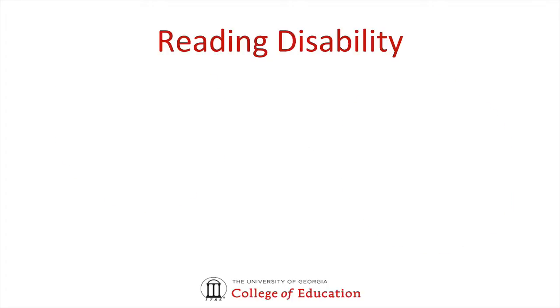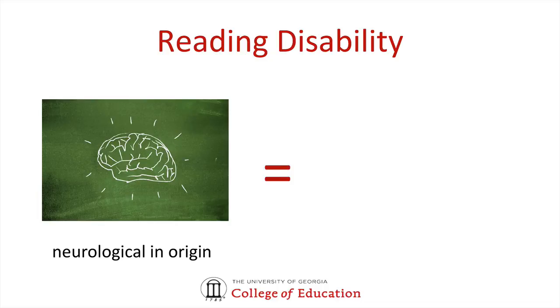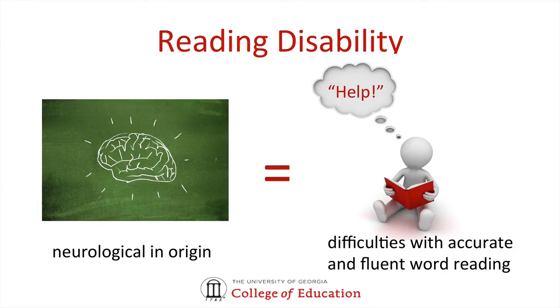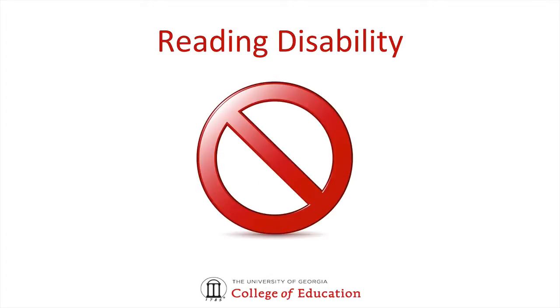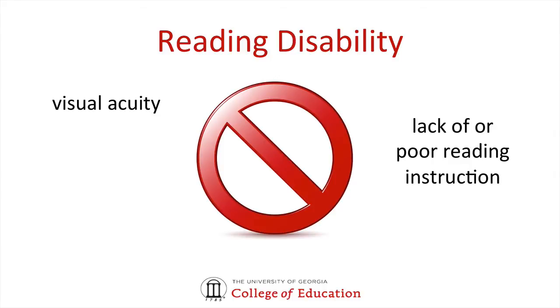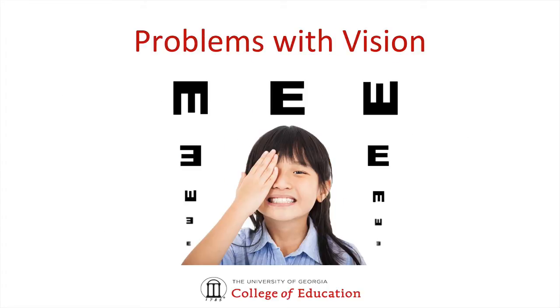These terms refer to a condition that is neurological in origin and is characterized by difficulties with accurate and fluent word reading. Many individuals with reading disabilities will also have difficulty with spelling, language comprehension, and written expression. These difficulties are not caused by visual acuity problems, lack of or poor reading instruction, or low intelligence. That is, reading disabilities are not caused by problems with vision or how the eyes work. Special glasses or eye training will not help individuals with dyslexia.